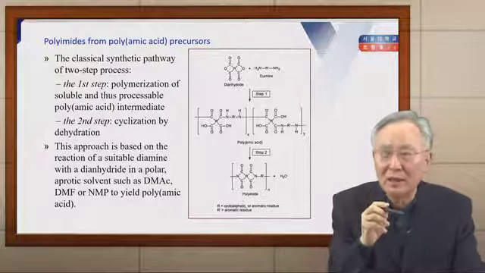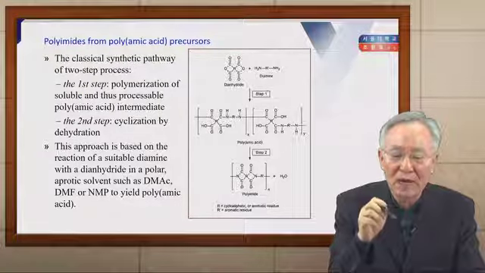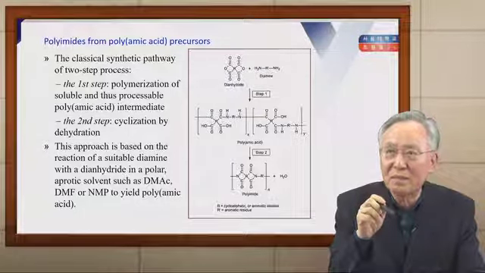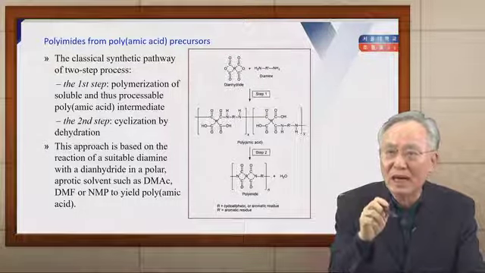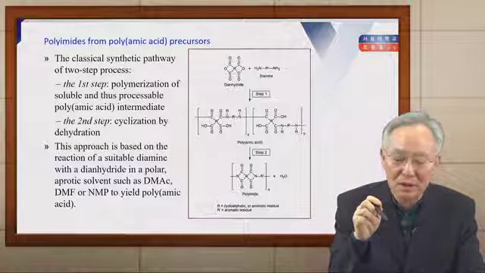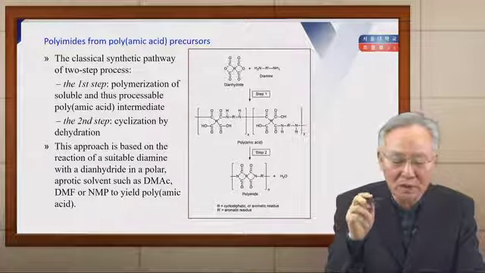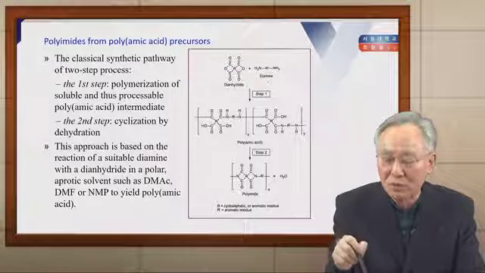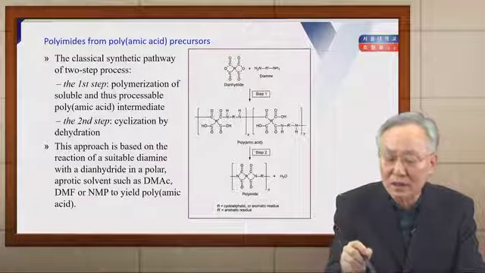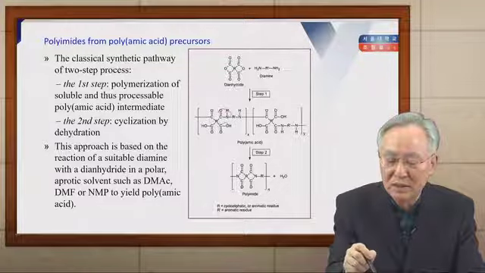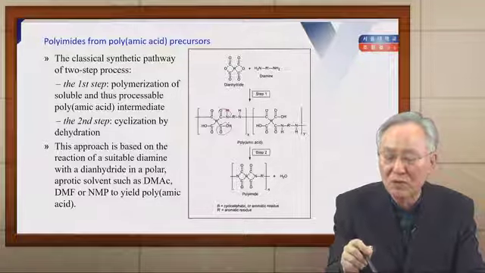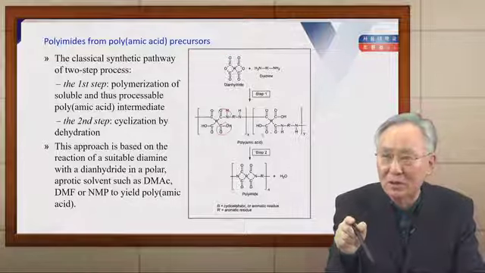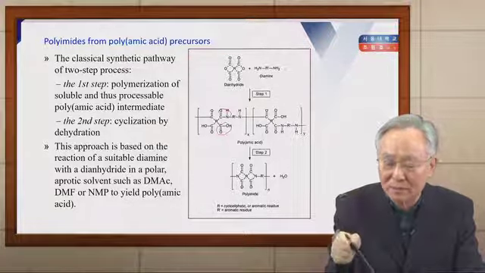Polyimides can be synthesized from polyamic acid precursors. In other words, the classical synthetic method to prepare polyimides is a two-step process. In the first step, the anhydride is reacted with diamines to produce polyamic acid here. This is the amide group. This is the carboxylic acid group. This group is called amic acid. This polyamic acid is soluble, and therefore it is processable.